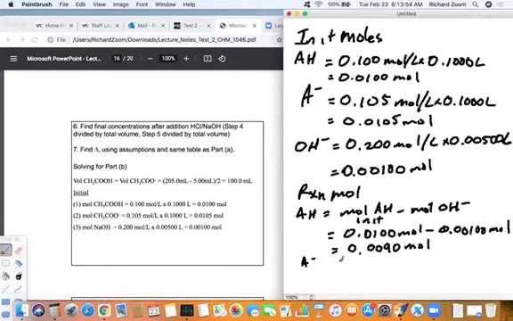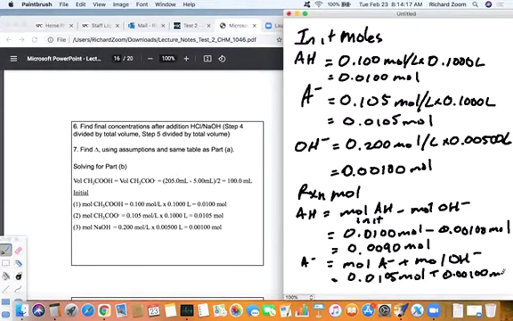We do the same thing for A minus now, but it'll be the moles of A minus plus the moles of OH minus, which is 0.0105 moles plus the moles of OH minus, which is 0.00100 moles, which would be 0.0115 moles.